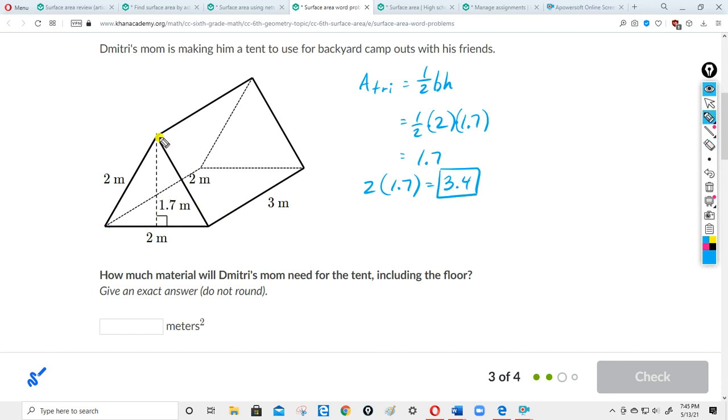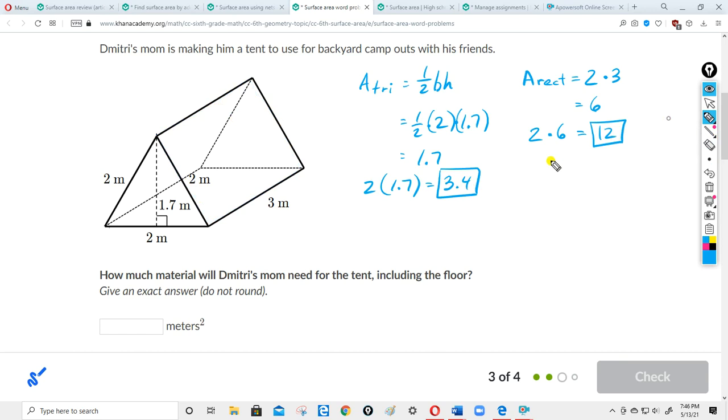Now this rectangle on the right hand side, you can see it's 2 by 3. So for the rectangle, 2 times 3 gives you 6. The one on the right is the same as the one on the left, so you have to multiply that 6 by 2.